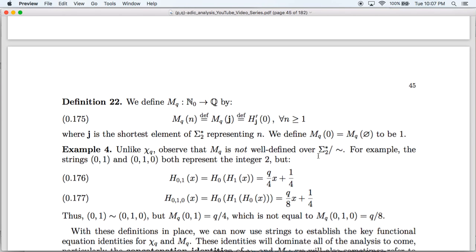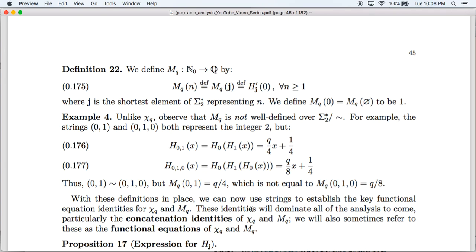So here, unlike chi q, m_q is not well defined over these equivalence classes. For example, consider the strings 0, 1 and 0, 1, 0. Both of these are sequences of 2-adic digits of the integer 2. However, h_01 has its slope as q over 4, but h_010 has its slope as q over 8. So even though these two strings represent the same number, the values of m_q at those strings are different. And so this is another reason why we don't want to study that full fraction, because this is badly behaved.